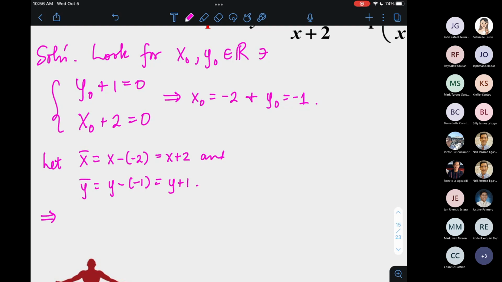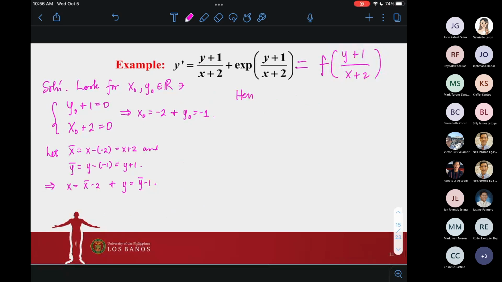So this means our x is actually x bar minus 2 and y equals y bar minus 1. Okay? So hence our ODE becomes this. So kailangan ko palang palitan yung y prime kasi si y prime ay dy over dx. Alright? So kailangan malaman ko ano yung pampalit kay y prime kasi ngayon magbabago tayo ng variable. Instead of the independent variable y, we will have the independent variable y bar.